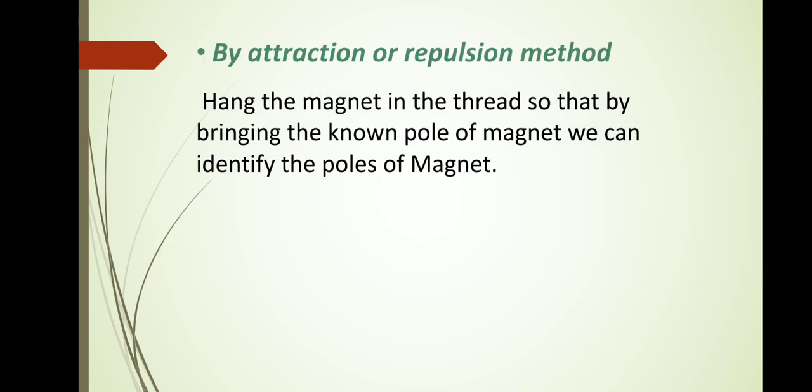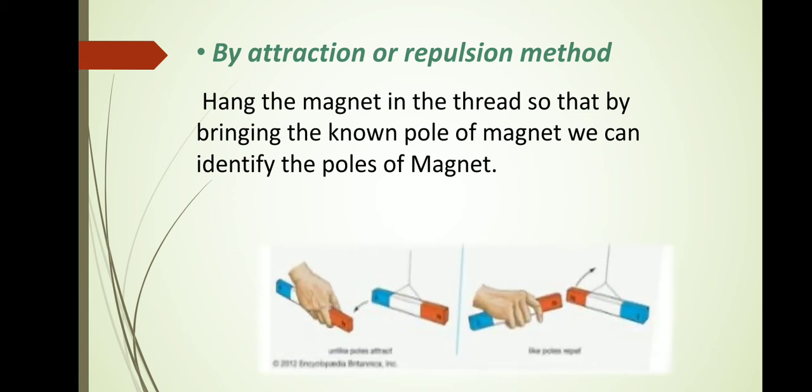Continuously, let's move to the third point, by attraction or repulsion method. That means similarly the unlabeled magnet is hanged in a thread and you are bringing one of the poles. If that pole is attracted with that pole, that is maybe which one? Yes, that is dissimilar poles. So if it is repelled, that's a similar pole. So you can identify whether they are south or north.